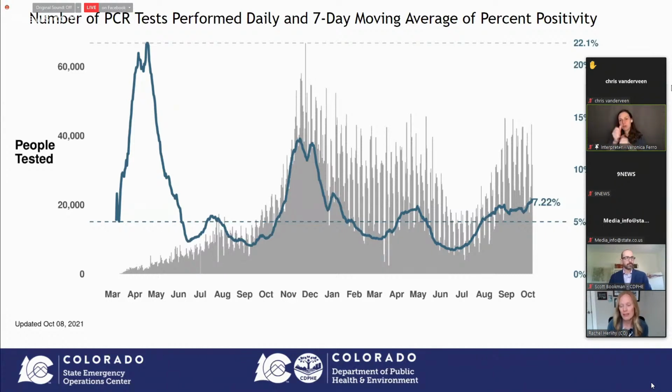As I mentioned last week and have been saying for the last couple of weeks, we know that fall is a transition time and it's really difficult to predict what's going to happen as more individuals move indoors and our behaviors change as the fall season goes on and moves into winter. Next slide, please.